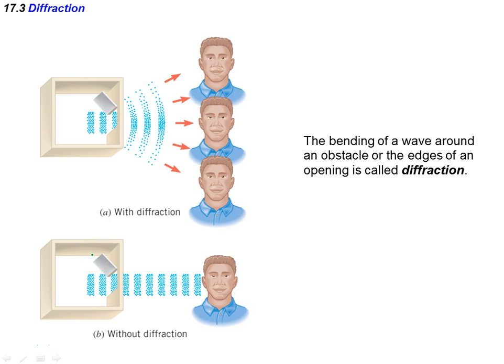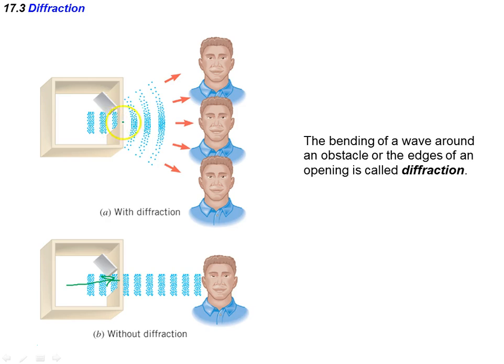The last thing we're going to talk about in this video is the idea of diffraction. And diffraction is the bending of a wave around an obstacle or the edges of an opening. And so we look at the idea that if there's no diffraction, a wave front is just going to enter this opening and continue on. And so it really depends upon the size of the opening compared to the wave itself.